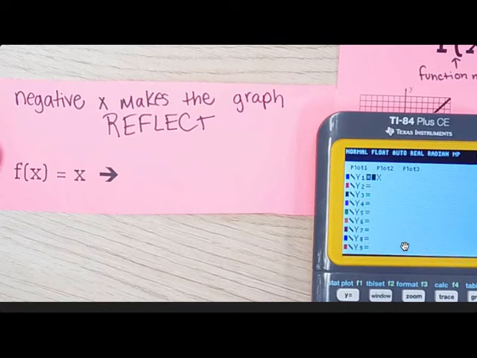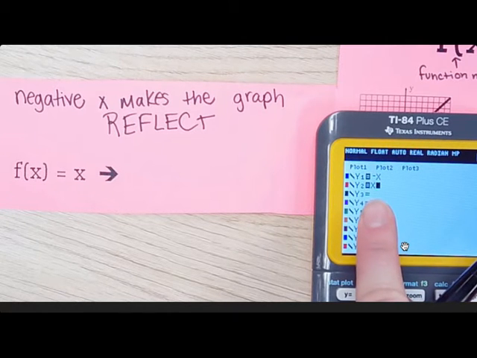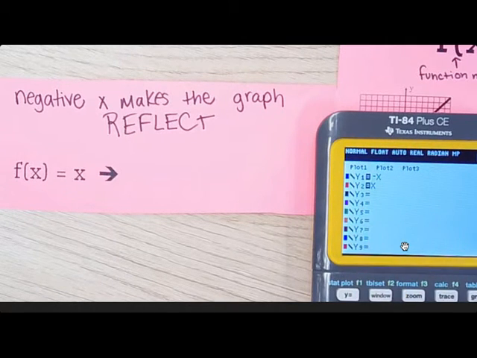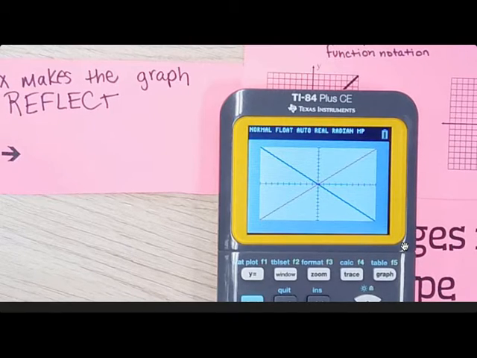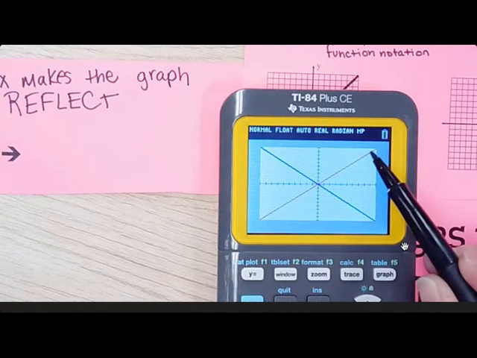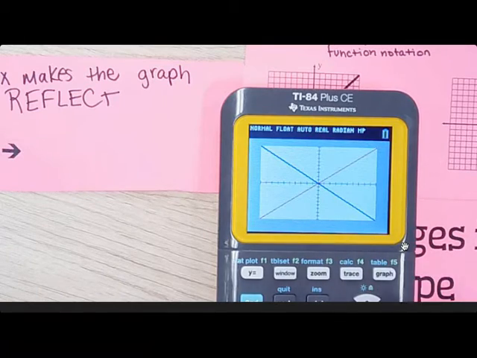Let's go and put the other one in there also. So we're going to put in both y equals x and y equals negative x. If you look at my graph, it should have those two. And when you hit graph, these are reflections of each other. So this was y equals x, the linear parent function, and this is y equals negative x, the reflection of that.